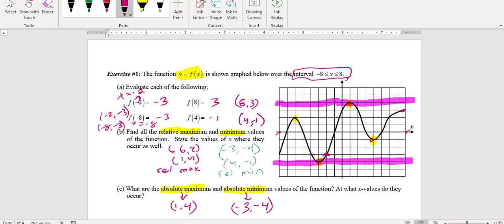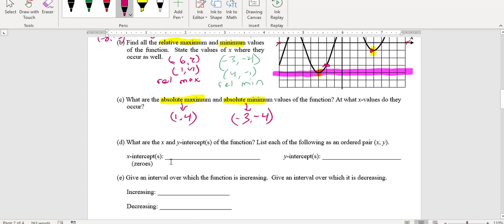Okay, so see if you can make some sense out of the idea of relative max and min, things that happen throughout the graph, the absolute max and min, the things that happen just once, the very, very highest the graph goes and the very, very lowest the graph goes. And then we move on to other features about the graph.